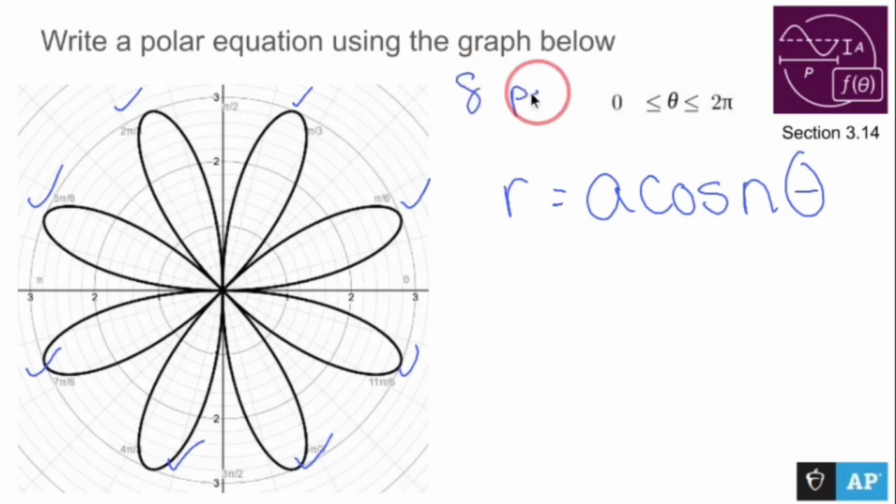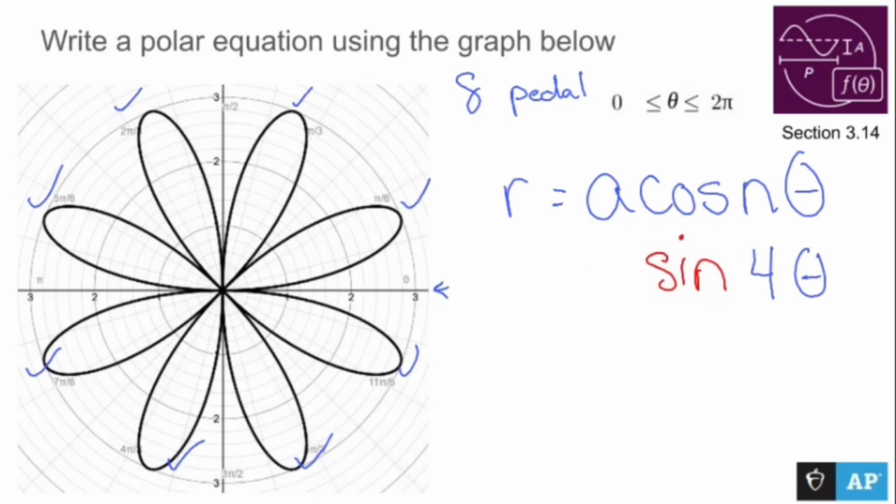This has 8 petals. So if I were to take a number and multiply it by 2 to get 8, that means my n would be 4. So this is going to be 4 theta. Okay. Now, fun fact here. I said cosine. Sine is also an option. If you're wondering, is this sine or is this cosine, and how do I figure it out? Well, if this was a cosine, cosine would always start out on the x-axis. This doesn't start out on the x-axis. This starts somewhere up here, which means this isn't cosine. This is sine. Tricky.